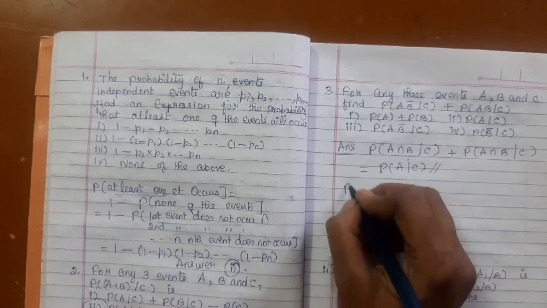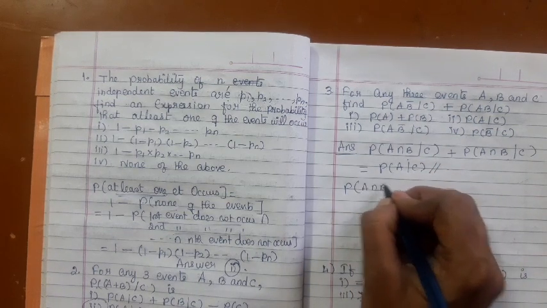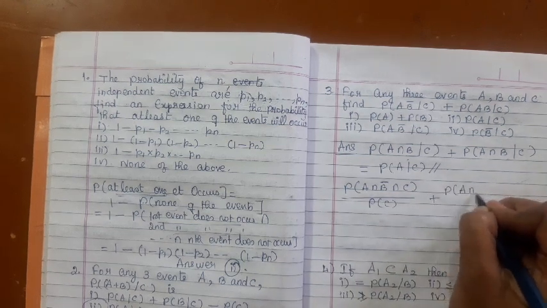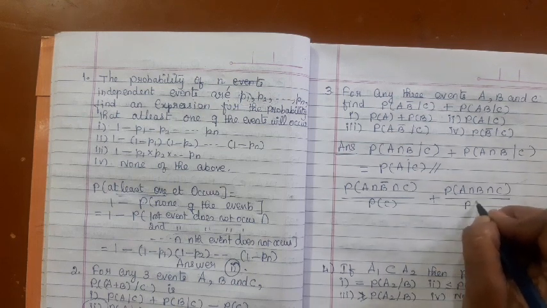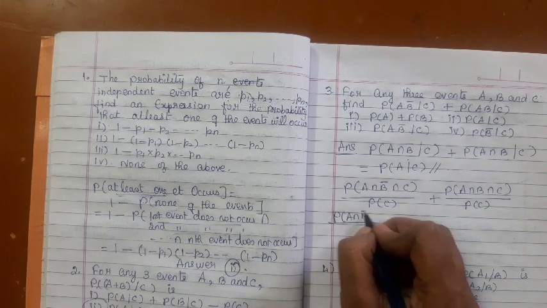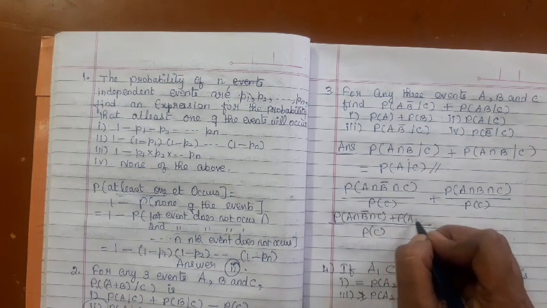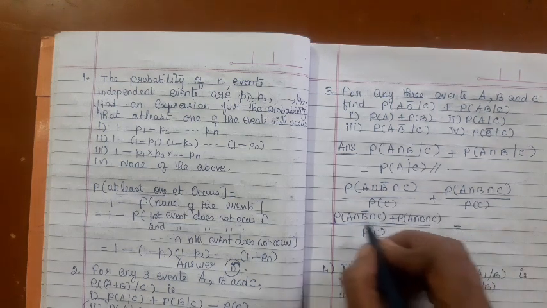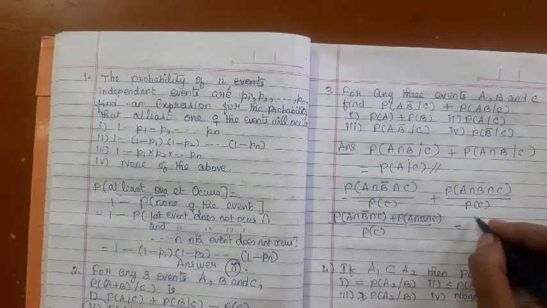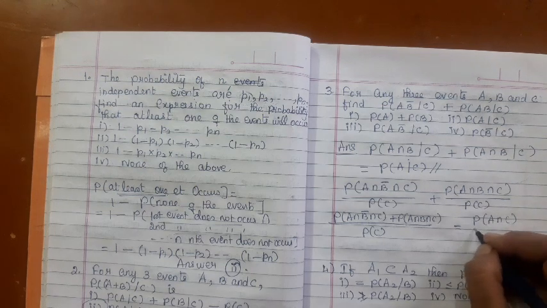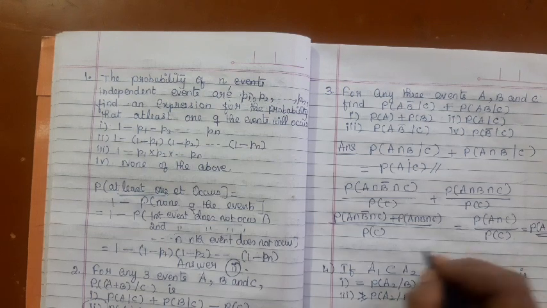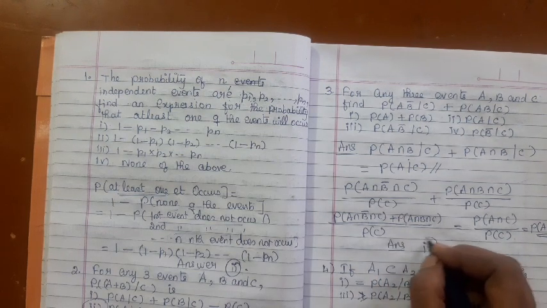If you are not getting this idea, let us solve. Probability of A intersection B bar intersection C divided by probability of C, plus probability of A intersection B intersection C divided by probability of C. Take probability of C as the LCM. I have given this in the points to remember. Probability of A intersection B bar intersection C plus probability of A intersection B intersection C is probability of A intersection C, divided by probability of C, which is probability of A given C. So the answer is option 2.